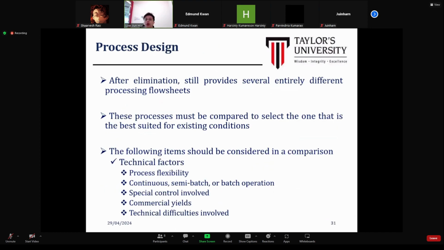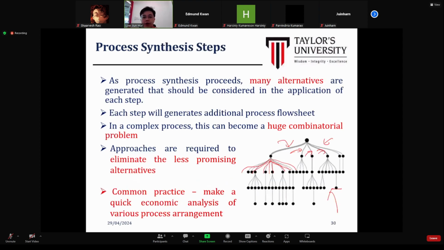Okay. So look at here. Just now I told you already, when we want to produce a product, let's say Panadol, what we will do is we will try to identify all the possible technology and processes that we can use to produce Panadol or our product. Okay, so you might ask, sir, so many alternatives, so many processes, how are we going to select the best one?